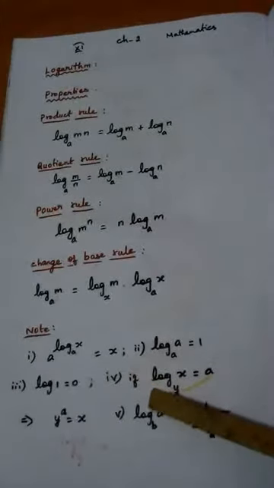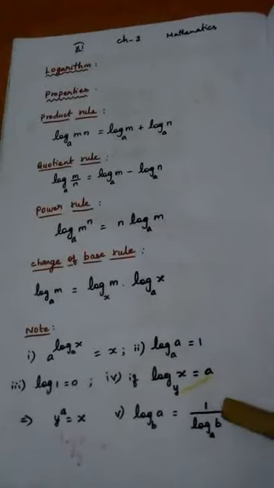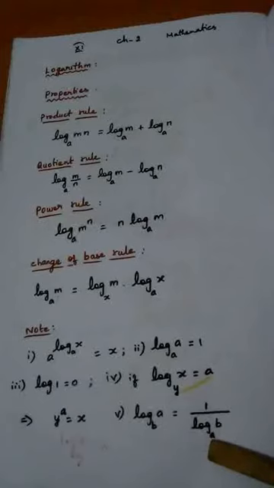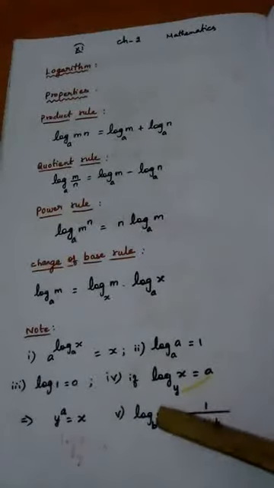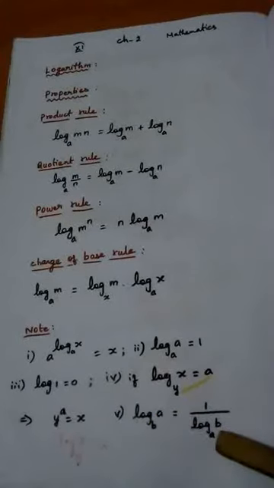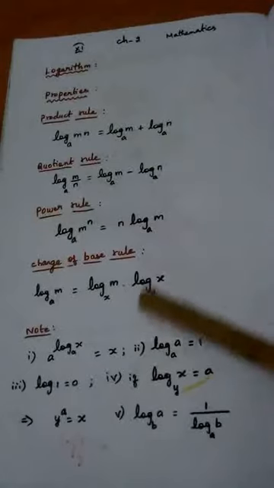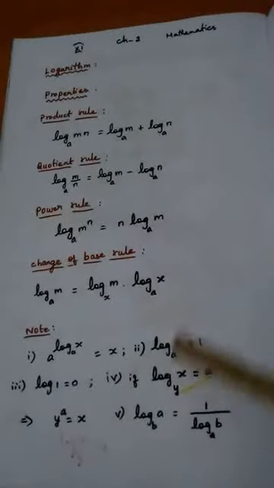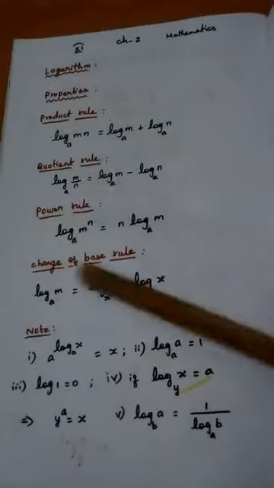And the last result that we have seen, log a base b can be written as 1 by log b base a. So this numerator can be brought to denominator by changing these two numbers. This we have seen in the previous class. Just we are recollecting it one more time because we are going to do problems based on these results only.